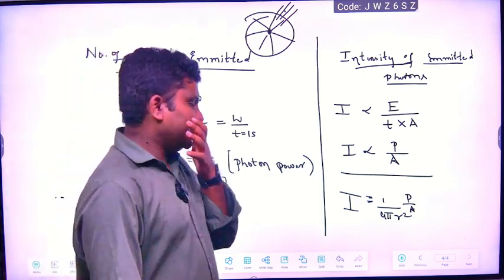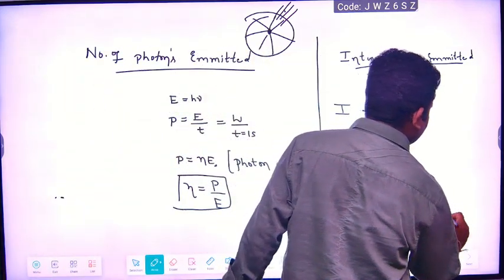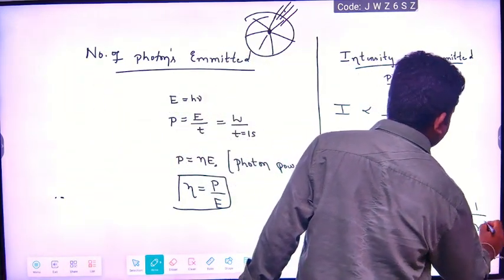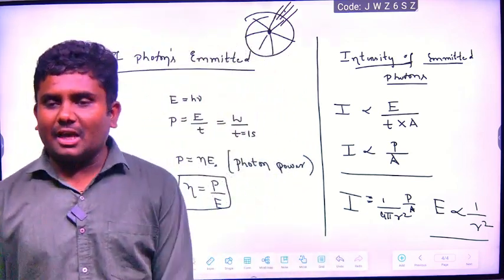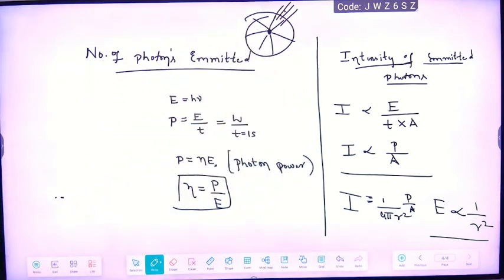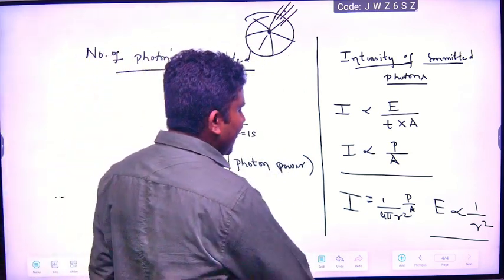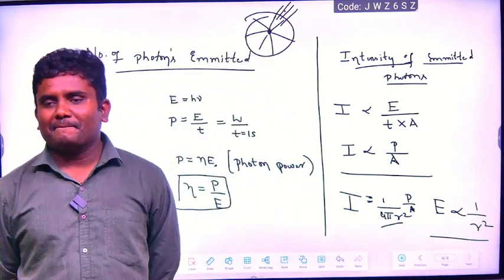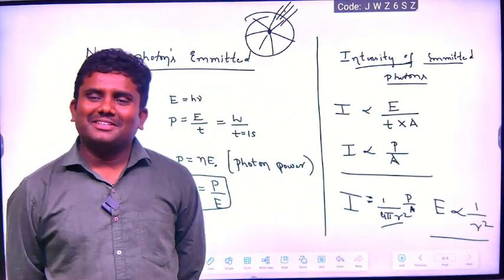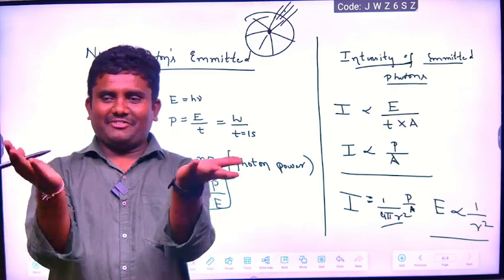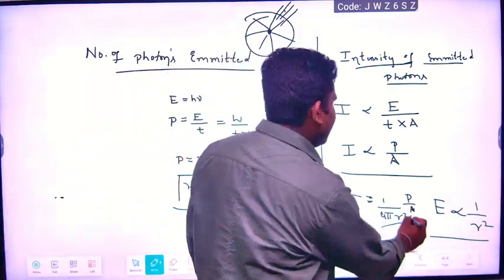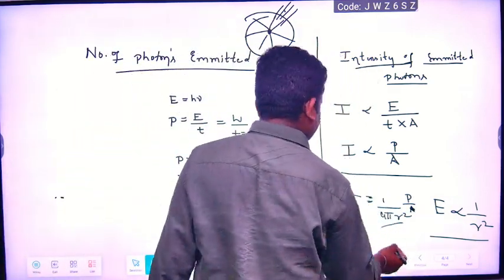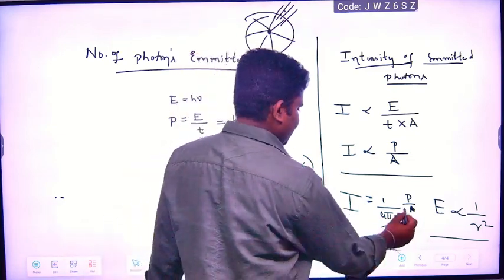Okay, so intensity is inversely proportional to 1 by R square. Distance is R, so it is 1 by R square. Here A is what? 4 pi R square. Why 4 pi R square? What is A? Area. Area of what? Spherical surface. Here P by A is there, no? So that's what is confusing you.